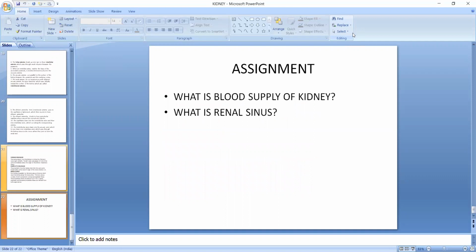Now this is the assignment for you, and here two questions are present. What is the blood supply of the kidney? We are asking about the vasculature of the kidney. And what is the renal sinus? You have to do all these in your notebook, and please find the queries and let me know, and I will resolve them very soon.